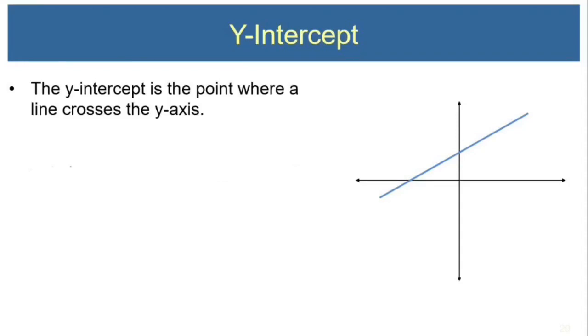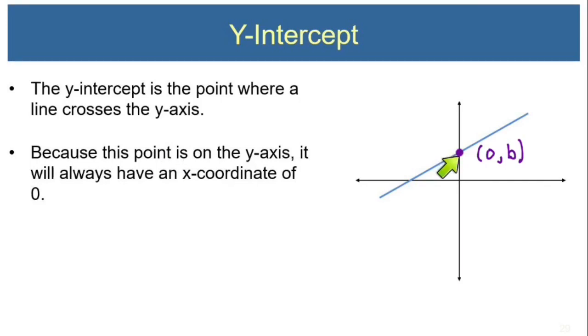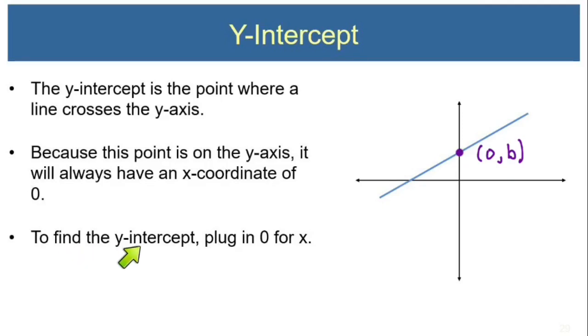Now for the y-intercept, that's the point where the line crosses the y-axis, and that would be this point right here. I'll call it 0, b. So because this point is on the y-axis, it will always have an x-coordinate of 0. So it'll be 0, whatever that number is. And therefore, to find the y-intercept, you'll plug in 0 for x. So do you see how it works? Whichever intercept you're looking for, you plug in 0 for the other variable. If you want to find the y-intercept, plug in 0 for x. If you want to find the x-intercept, plug in 0 for y.